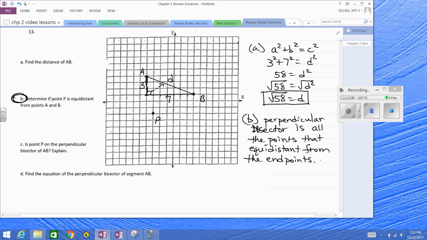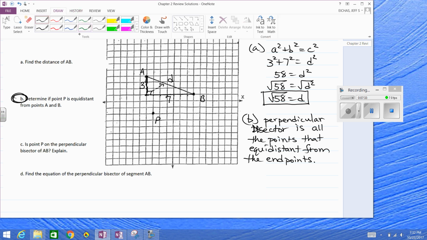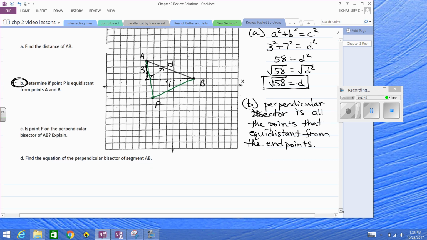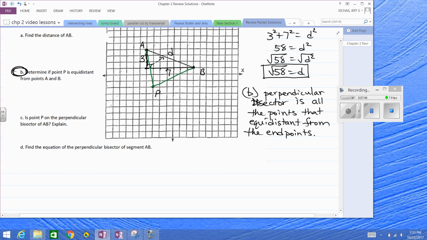Okay, so one way to solve B is to find the perpendicular bisector and see if it happens to run into P. I don't believe that's what they wanted here. I believe what they wanted was for you to calculate the distance from A to P and then the distance from B to P and find out if they're the same. So let's do that, and then we'll come back to what I thought we could have done. We'll come back to that on C.